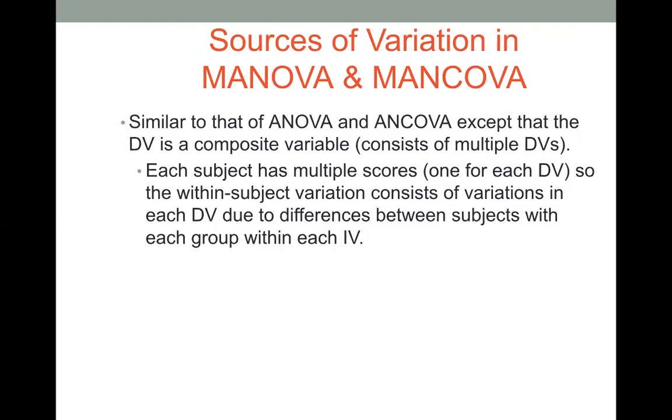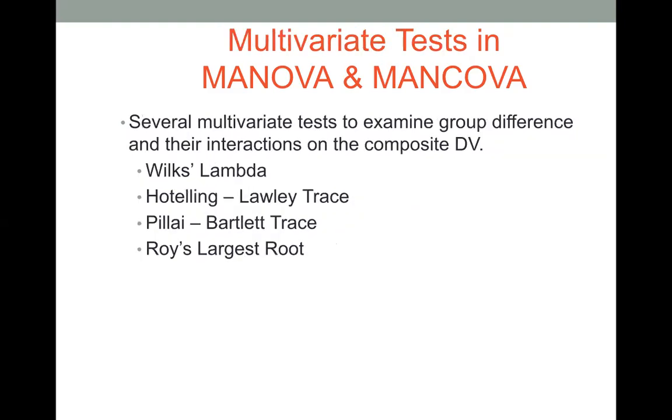The sources of variation in MANOVA. Similar to ANOVA, except that the DV is a composite variable, consisting of multiple DVs. Each subject has multiple scores, one for each DV. So the within-group variation consists of variations in each of the DVs due to differences between the subjects within each group of the IV.